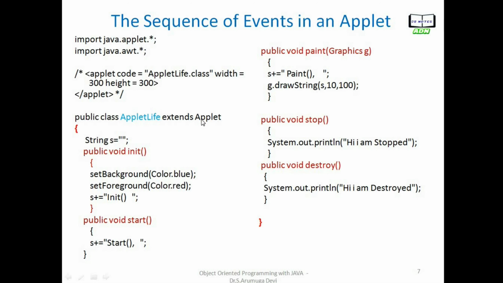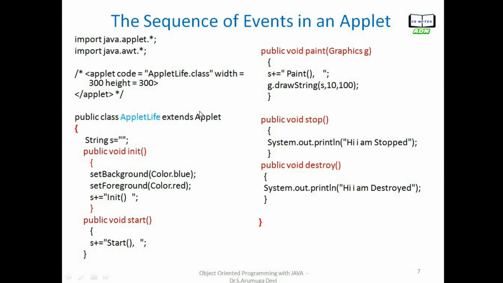The appletlife class inherits the properties from Applet. Initially the string is empty. When you execute the program, init is called, which sets the background blue and the foreground red, and the string is appended with the value init. Then it calls the start method, the string is appended with start, and next it calls paint.